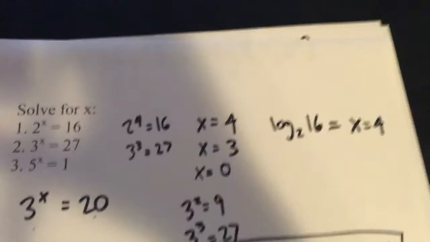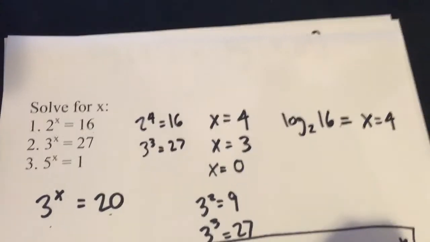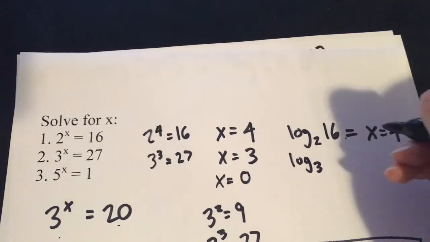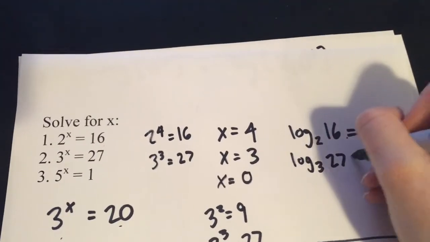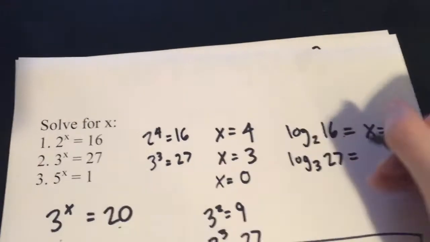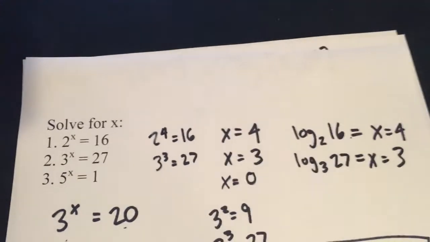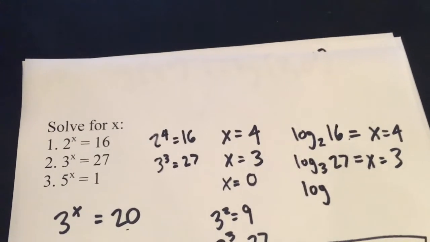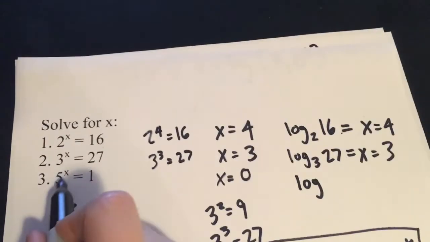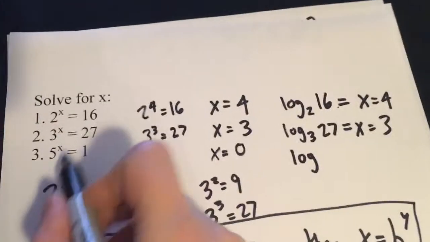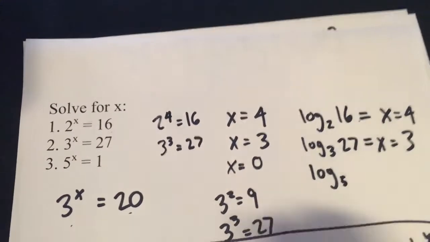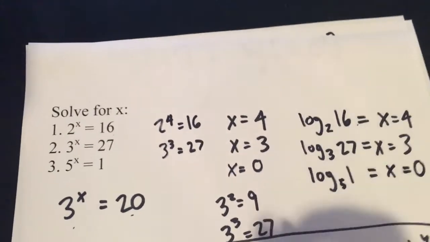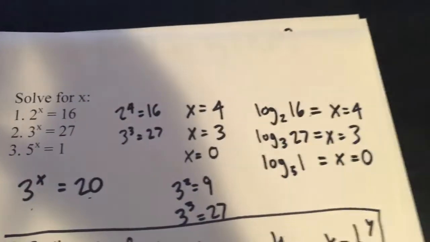And we can do the same for our other equations as well. For equation number 2, we would do log base 3 of 27 equals x, and in this case x was 3. For the last one, the base is the thing that's being raised to the power, so log base 5 of 1 equals x, which was 0. So log base 5 of 1 equals 0.